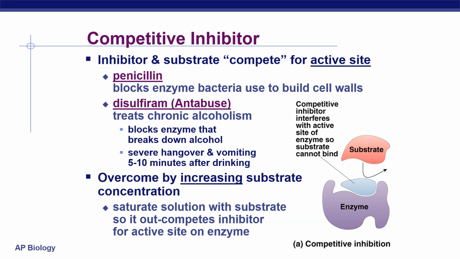Things like penicillin do this. Disulfiram also helps treat things like chronic alcoholism; it basically blocks the enzyme breaking down alcohol, and that creates some situations where... Now, all this does is, it can be overcome by increasing substrate concentrations. Basically, if you have an inhibitor situation, just flood it with more substrate. Eventually, the substrate will win. It will slow it down.